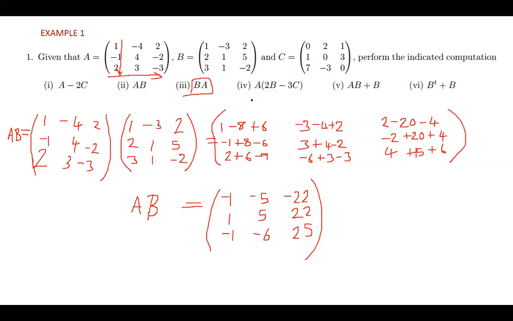You follow BODMAS, by the way. This also follows BODMAS, so you start by dealing with what's in the brackets. You first deal with everything in the brackets. So you deal with this first. This is going to be 2B minus 3C. And then after that, you multiply your final answer with A. Then you find the answer.